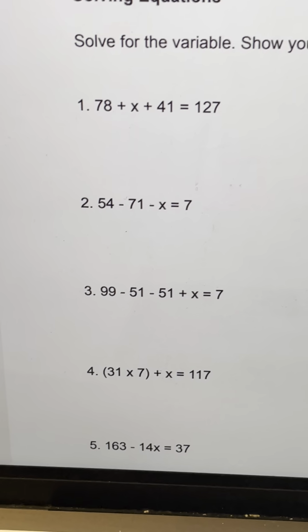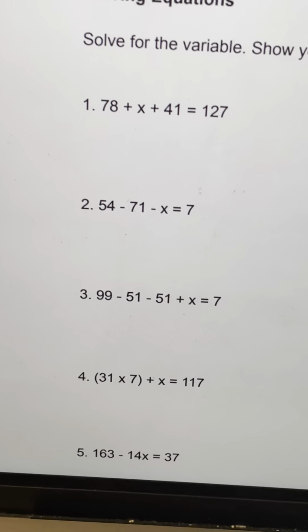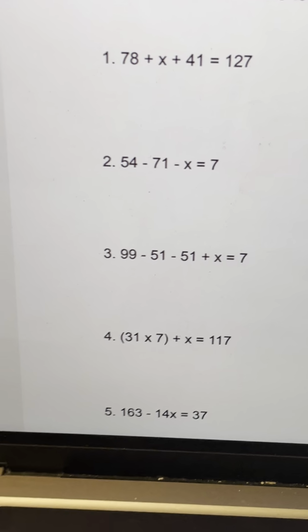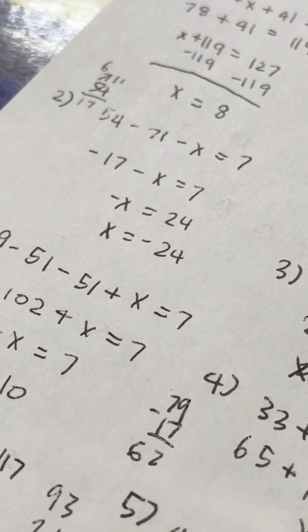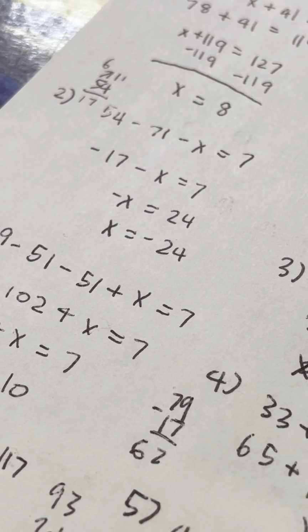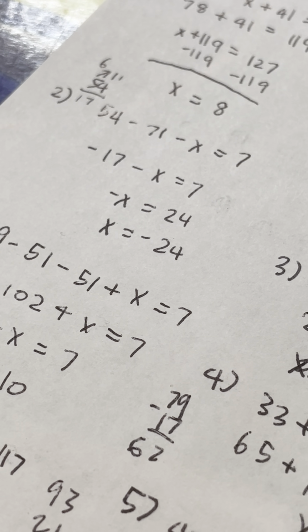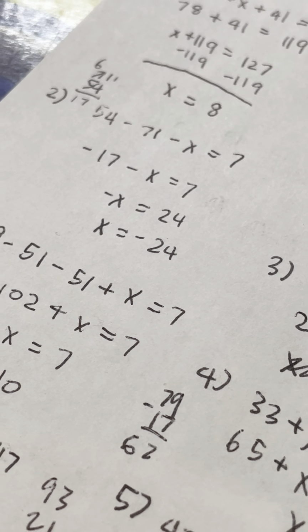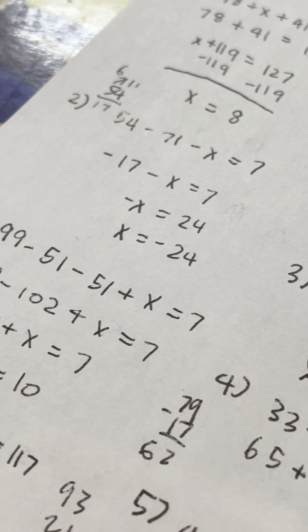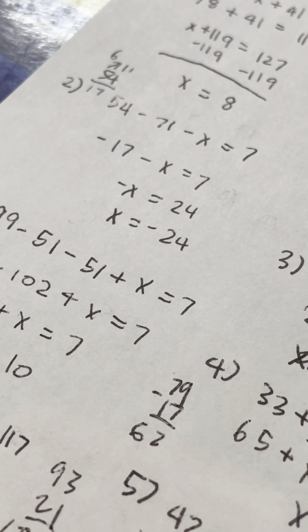Number 2, 54 minus 71 minus x equals 7. So for this one, you would have to subtract these first, and you get negative 17 minus x equals 7. And then if you do more, you would get x equals negative 24.